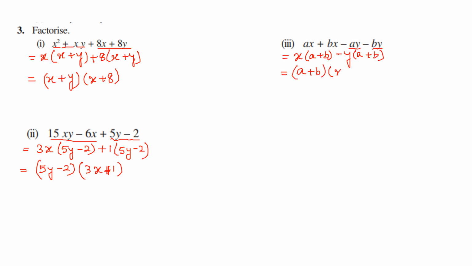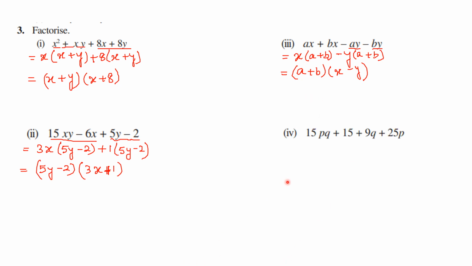So from here I can say a plus b is now the common factor in both the terms. So I am left with x minus y. How did I get x minus y? From the first term, if I take a plus b common, I am left with x. From the second term, I have already taken a plus b common, so I am left with minus y. So this is the factorization.